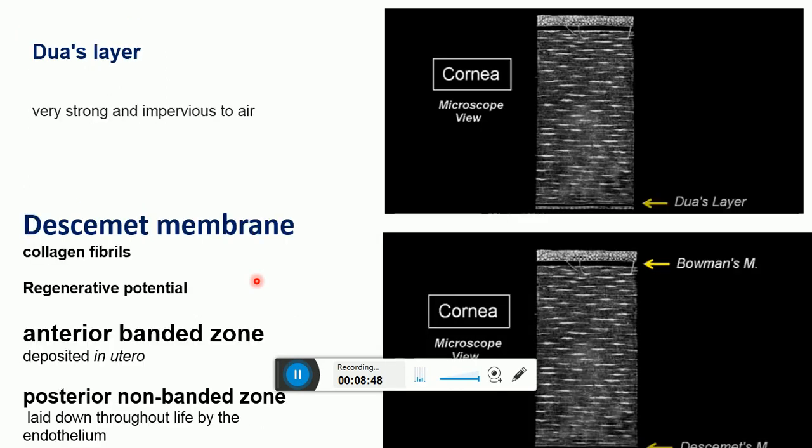The next layer is Dua's layer. It is very strong and impervious to air.